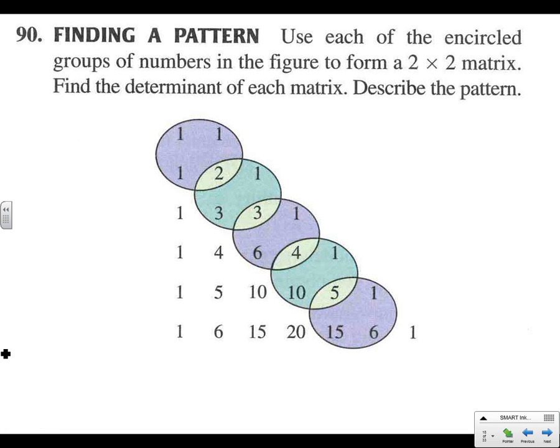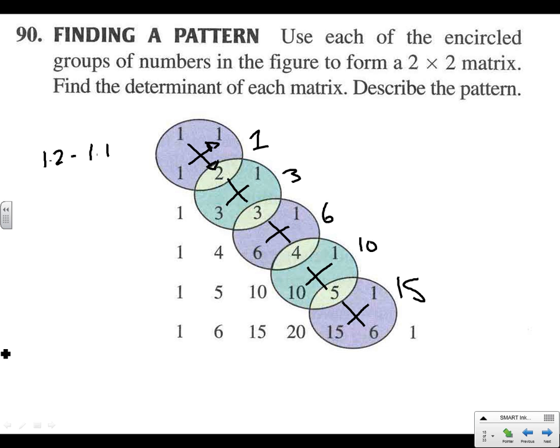All right, last one. Almost made it, 90. Let's do the determinant. Got to dig back to what a determinant is. That's when you multiply that and minus that. So 1 times 2 minus 1 times 1, and we get the determinant there. 2 minus 1 is 1. 6 minus 3 is 3. 12 minus 6 is 6. 20 minus 10 is 10. 30 minus 15 is 15.